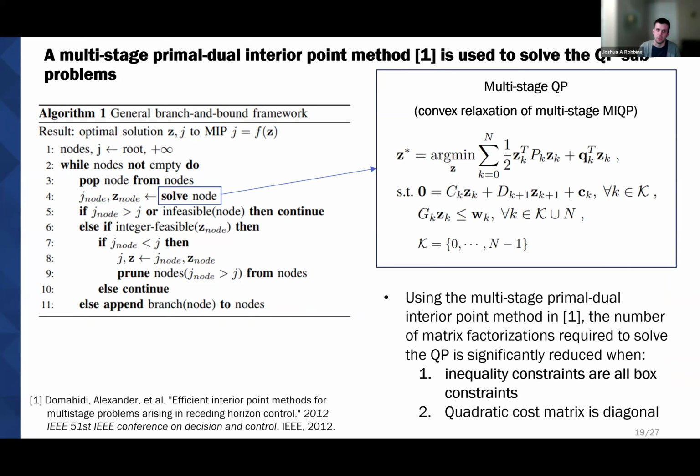And then when we go to solve the QPs in the branch and bound framework, we take advantage of the fact that the inequality constraints are all box constraints. The way we do this is we use a multi-stage interior point formulation from reference 1 at the bottom of the slide here. This particular interior point solver has the property that if all of the inequality constraints are box constraints, you can significantly reduce the number of matrix factorizations that you need to perform. And this allows you to solve the QPs much more quickly.